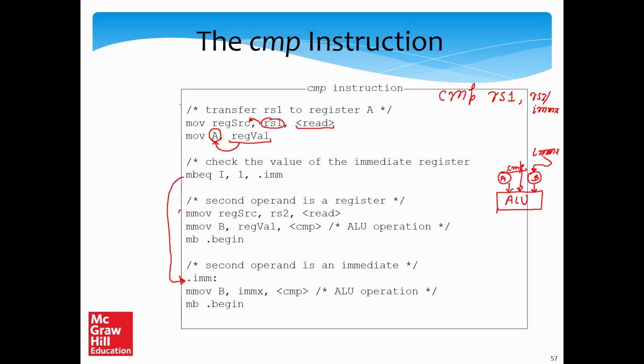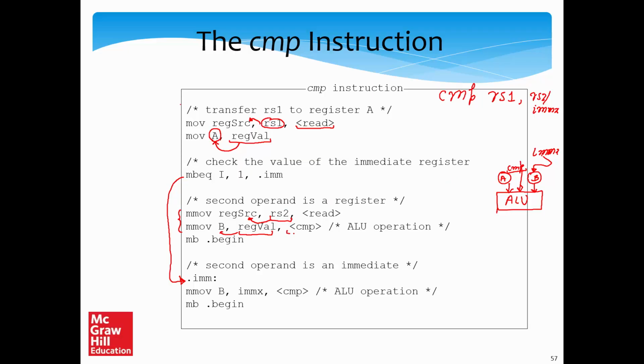However, if the second source is a register, no problem. Let's read RS2, and to read it, we save RS2 in reg source and also issue the read command. In one cycle, the result is in regval, which is sent to B. So B can either get its value from the immediate, from IMX, or from the register file, it doesn't matter.